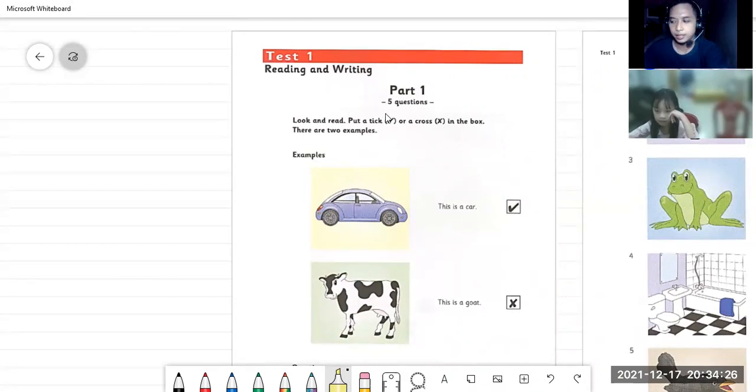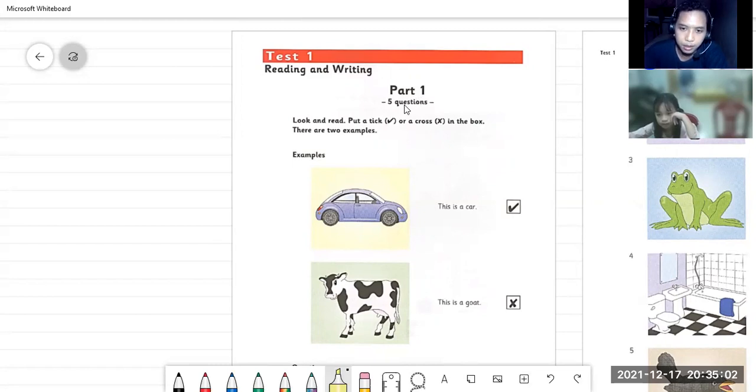Okay, so Starters reading. So you are going to read and write. So this is the test one. Okay, part one. There are five questions. Can you please read, reading and writing? Can you repeat after me? Reading and writing. Part one.